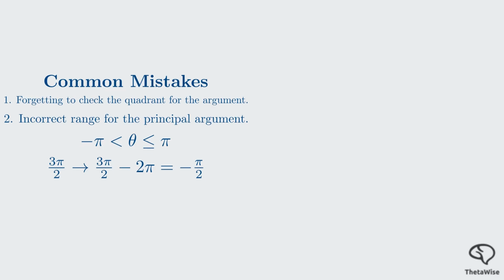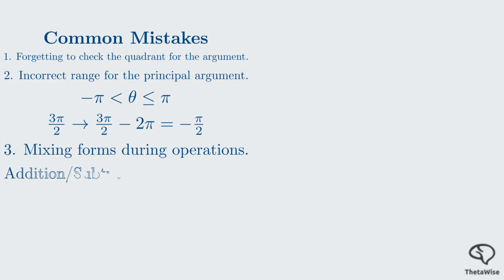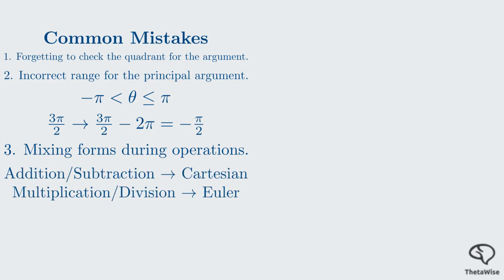Third, mixing forms during operations. Students often try to add complex numbers while they are still in Euler form. This leads to messy algebra. Convert to Cartesian for addition and subtraction, and use Euler for multiplication, division, and powers.